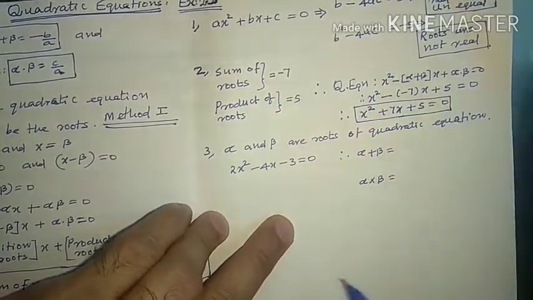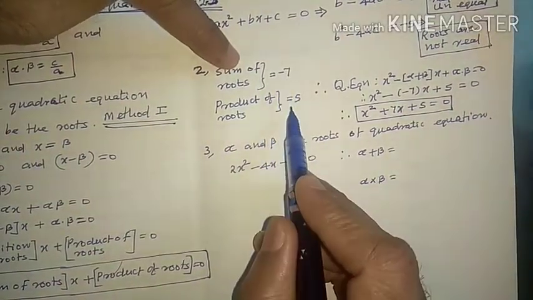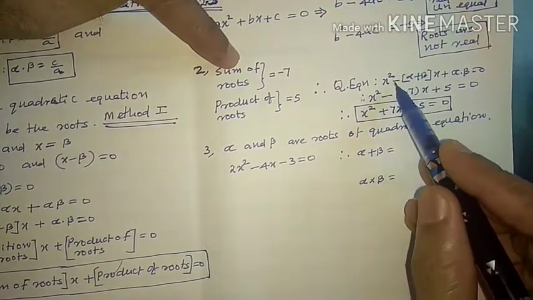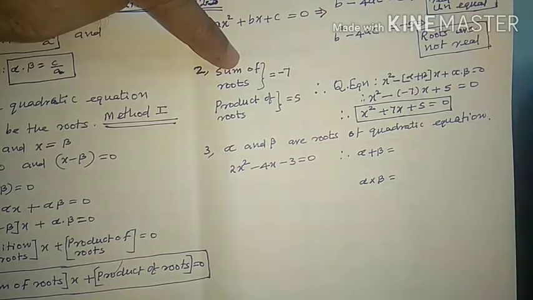This is the required equation if sum of roots and product of roots are minus 7 and plus 5. We put in the equation x square minus sum of roots into x plus product of roots equal to 0, in this equation only.